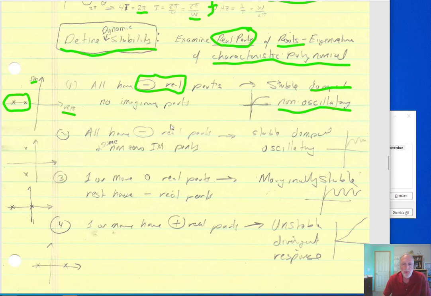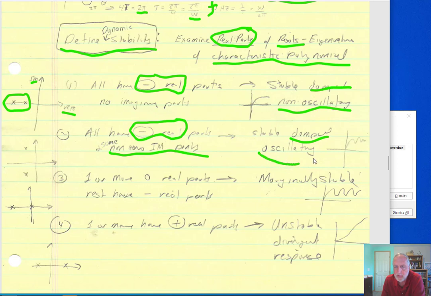All right, if we have negative real parts and some imaginary parts, then we get the second case we looked at. It's stable, it's damped, but it oscillates because those sine and cosine terms come from the imaginary part. Plot the roots on the complex plane and you can see they're still on the left side, but now there's imaginary parts up and down.